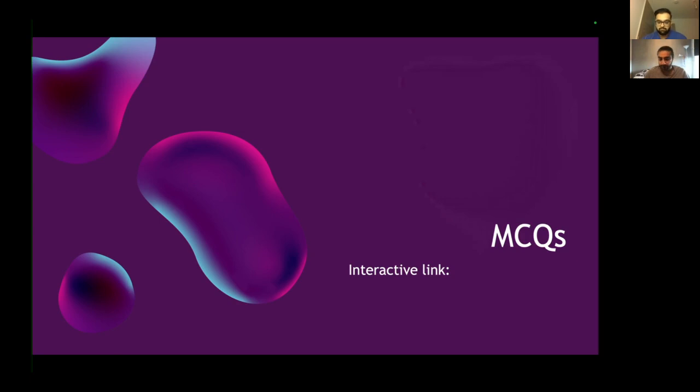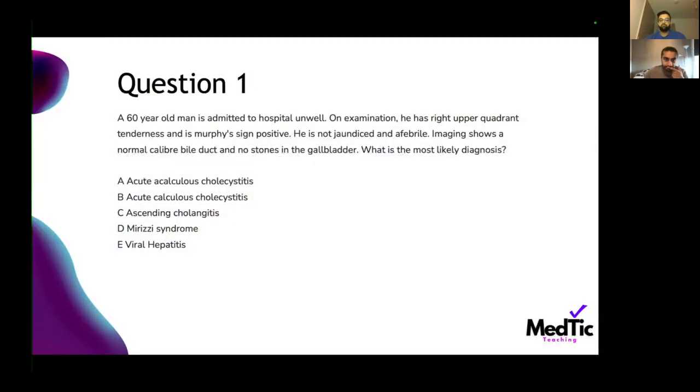Okay, fantastic. So, question 1: a 60-year-old man is admitted to hospital unwell. On examination, he's got right upper quadrant tenderness, and he's Murphy sign positive. He's not jaundiced, and he's afebrile. Imaging shows a normal caliber bile duct and no stones in the gallbladder. So, what's the most likely diagnosis?